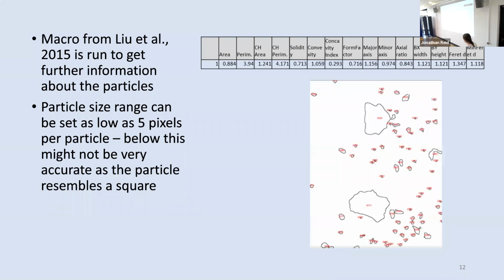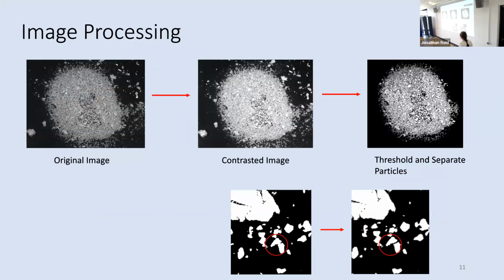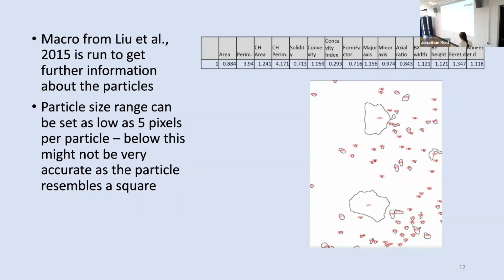Once we've done that, we can run these thresholded images through a macro taken from Liu et al. This is all done in ImageJ, and it gives us further information, these parameters about the particles: area, convexity, and then Feret diameter. The maximum Feret diameter, I'm not sure if that's a volcanological term or not, but basically ash particles aren't cylindrical, so it's the maximum axis of those ash particles. It also spits out this image map, so you can correspond one particle with its measurements. We can only set the particle size range as low as 5 pixels, because below that it starts to resemble a square.